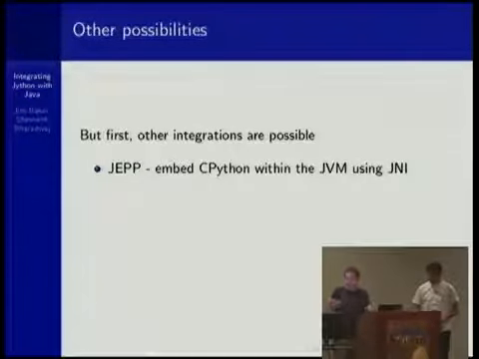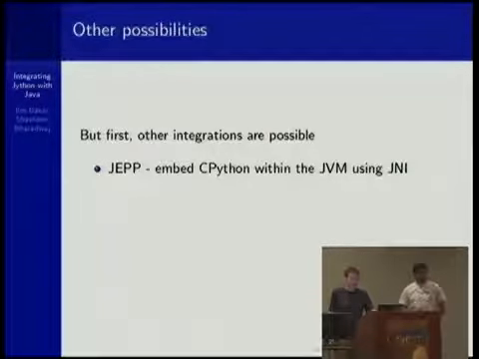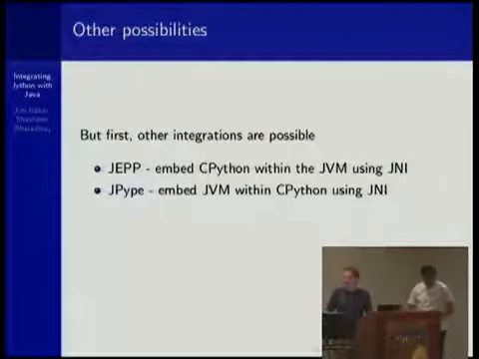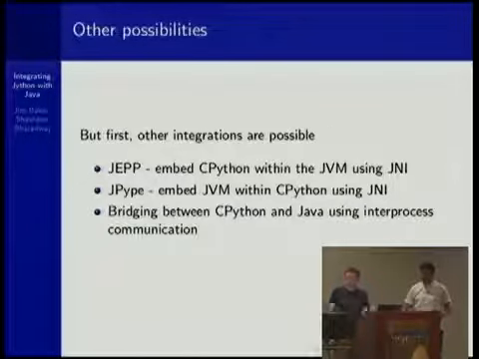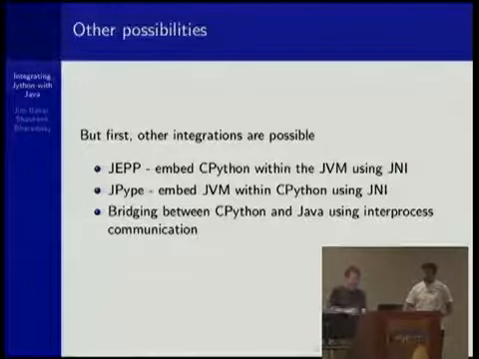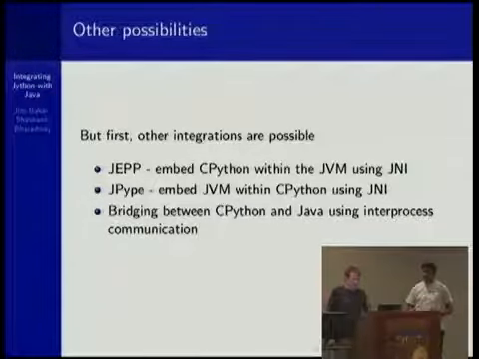Like I just mentioned, in terms of integrating Java and Python, there are other integrations. We have something like JEP, which embeds the CPython runtime within the JVM using JNI. And there's JPype, which goes the flip side of that. It embeds the JVM within CPython using JNI. Two different alternatives. You could bridge between CPython and Java using some form of IPC, and this is, I'm sure, very common. You may be doing that right now.